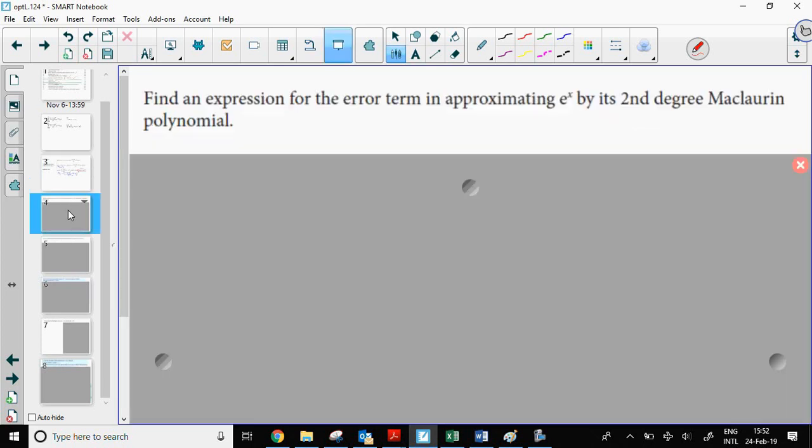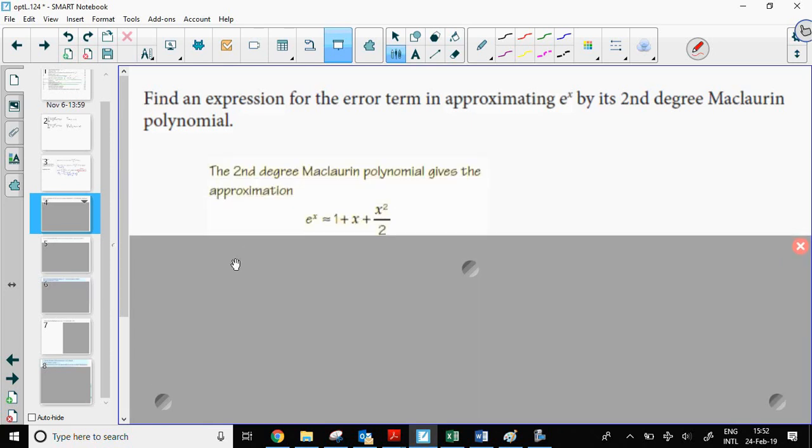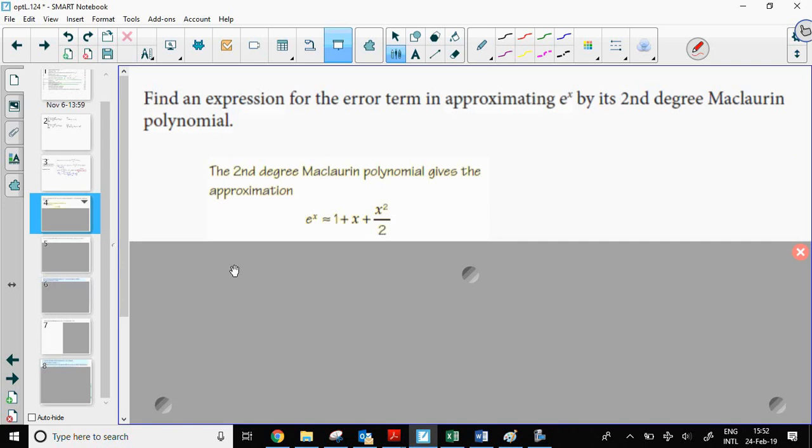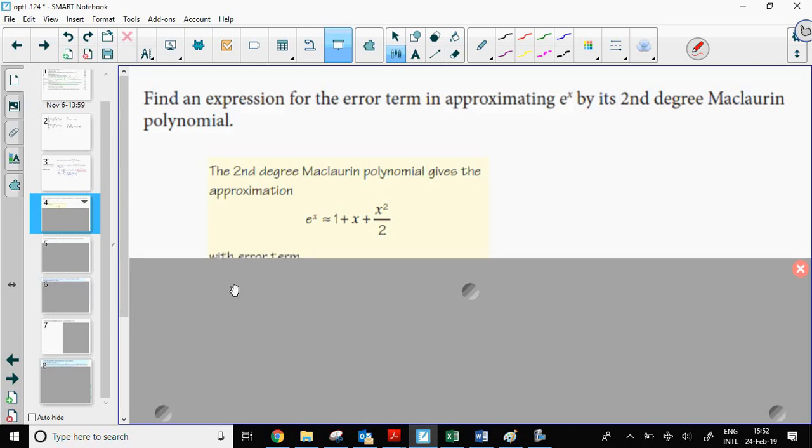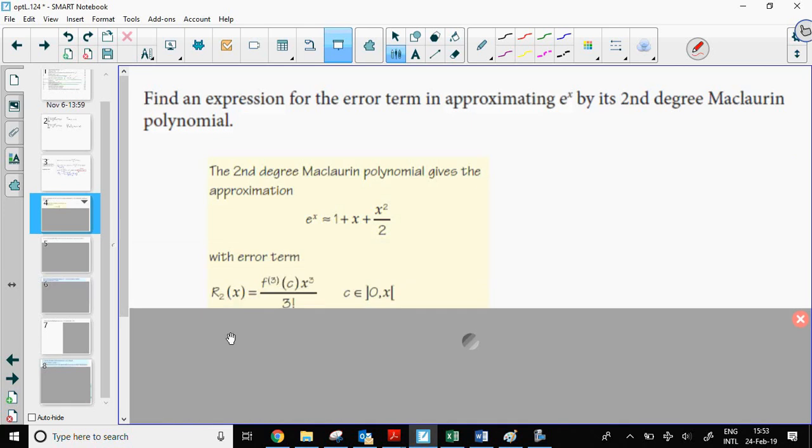Let's start off by finding an expression for the error term of e to the x when we use the second degree Maclaurin polynomial. So, second degree Maclaurin polynomial, I grab my formula sheet. It's sitting there right in front of me. Second degree should look like that. That's very easy. Since I've found up to the second degree, which used the second derivative, that means that my error term is going to be calculated by using the third derivative.